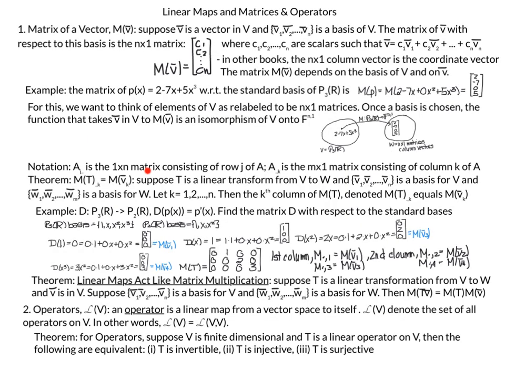At this point, we've covered this theorem here. We've covered our example with our polynomials. We also have one more theorem. Linear maps act like matrix multiplication. So we'll suppose T is a linear transformation from V to W, and v is a vector in the vector space V. Suppose v1, v2, up to vn is a basis for V, and w1, w2, up to wm is a basis for W. Then M of T of v is equal to M of T times M of v.